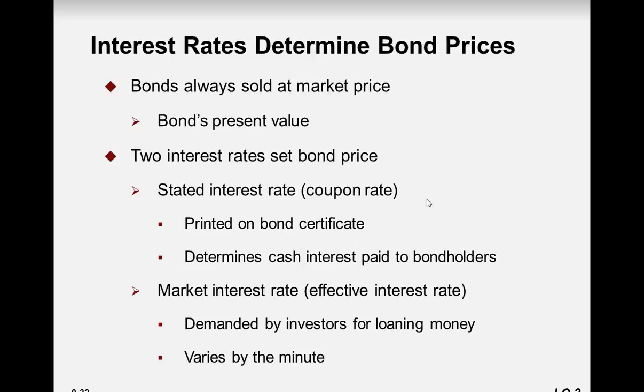The stated interest rate, or it can be called the coupon rate, is printed on the bond, and it determines cash interest paid to the bondholders. The stated interest rate does. The market interest rate, or you sometimes hear it called the effective interest rate, is demanded by investors for loaning money, and it varies by the minute. Interest rates change.